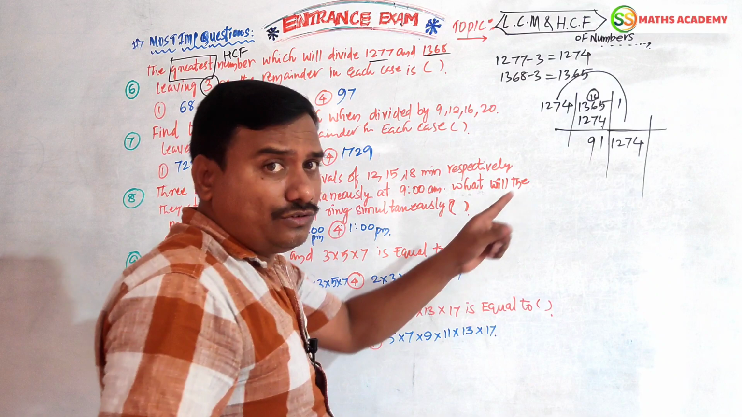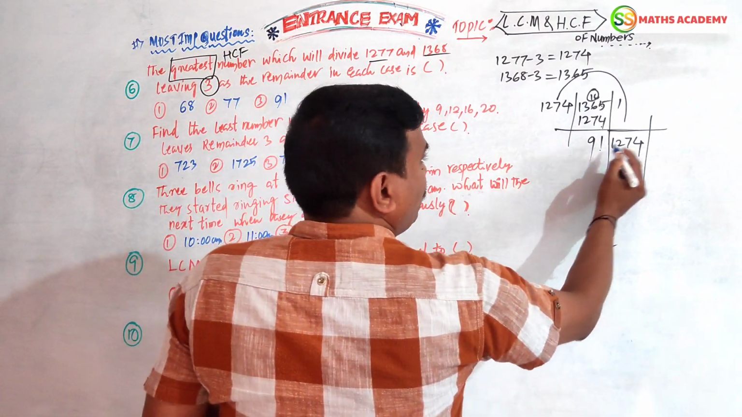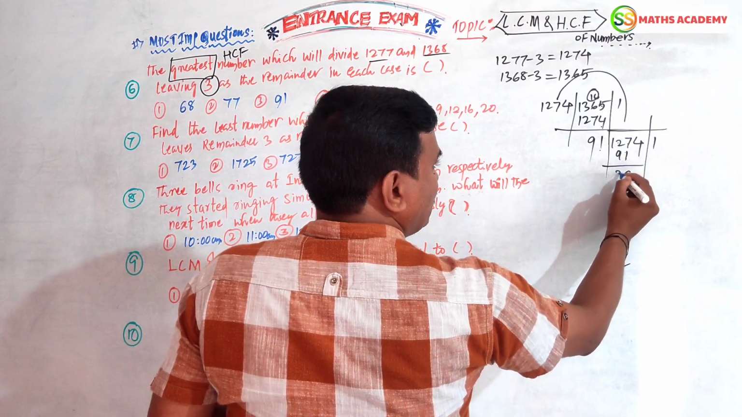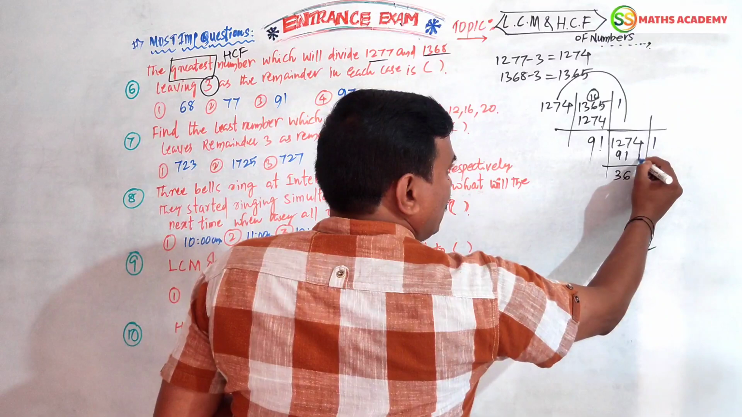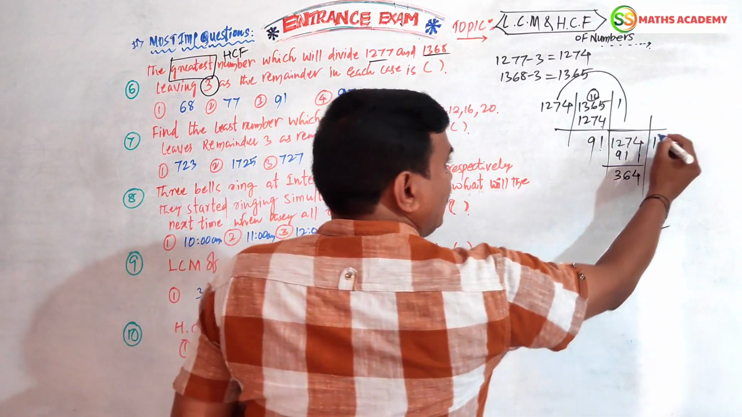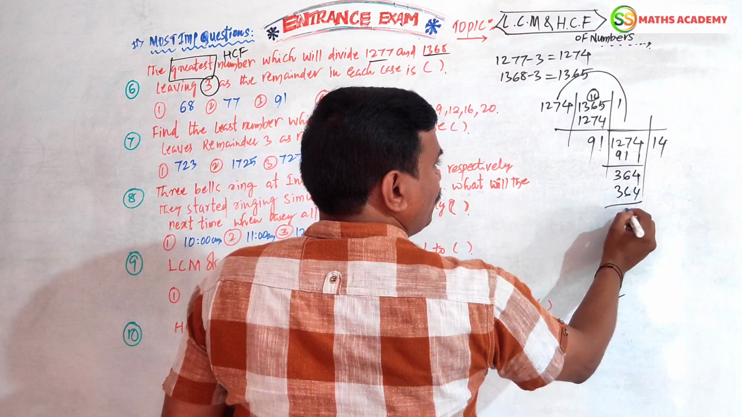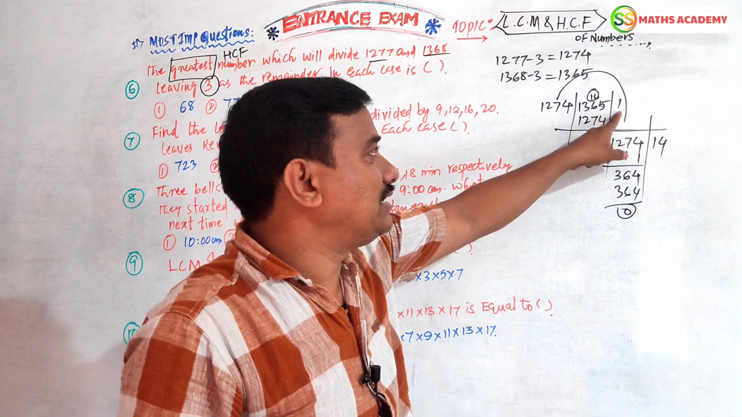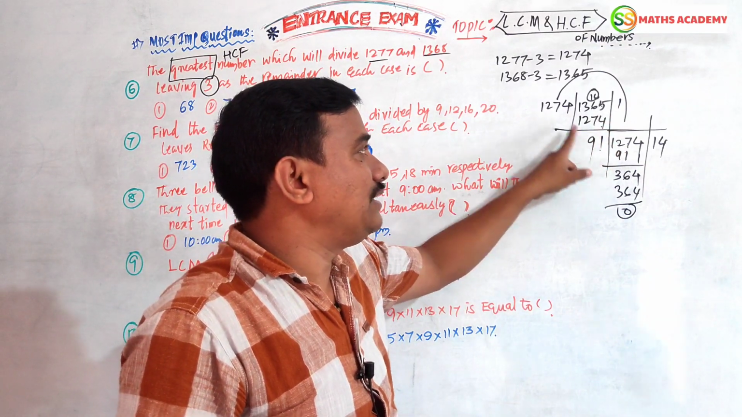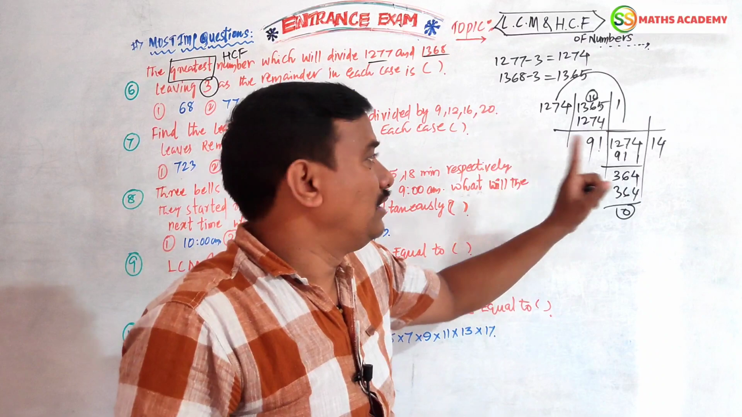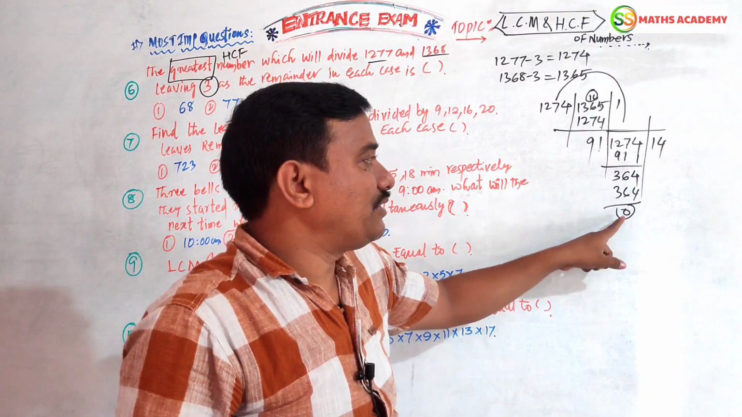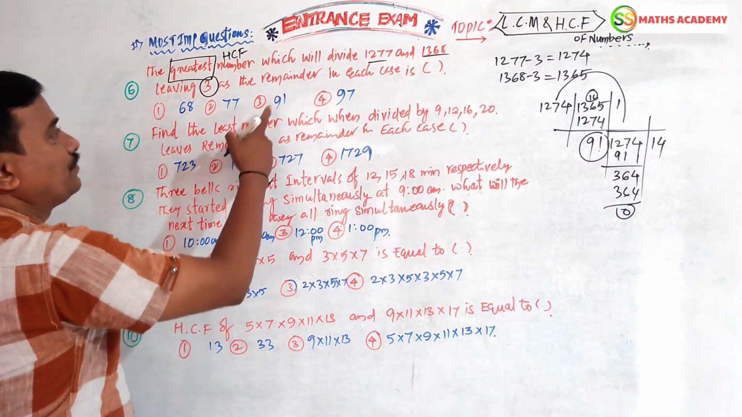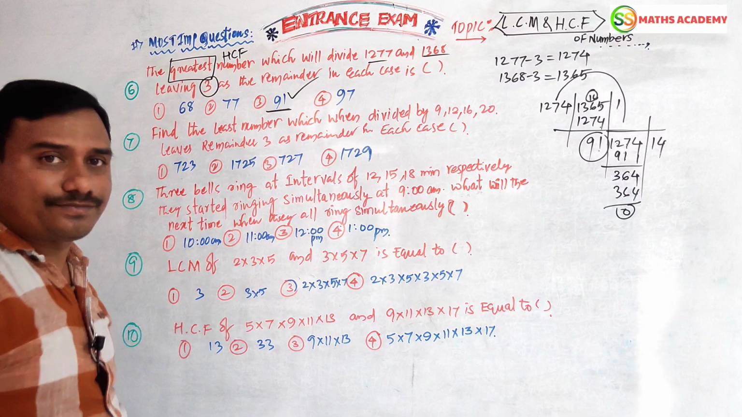Again the division method. Do you know this process? Right. 91 times 1 is 91. 7 minus 1 is 6, 12 minus 9 is 3, 36, and take one more digit down, 4. 91 times 4 is 364. 1274 divided by 91 is 14 times, 14 times 91 is 1274, remainder 0. Then what is the HCF here? 91. 91 is the HCF. Clear?